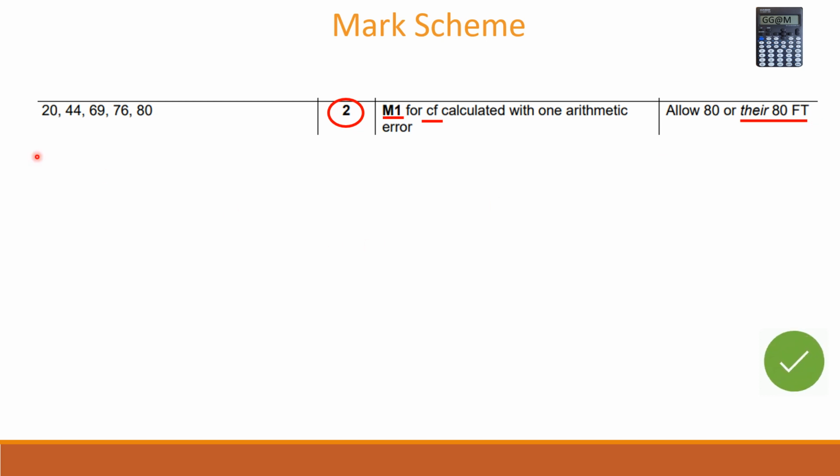So for example, say you added the first 2 values together and you got 19 instead of 20, and then you carried on the same error all the way through, then you will still get 1 mark for that. So make sure you are nice and clear with your answers when you're adding the values up. You are allowed a calculator on this question, so use your calculator to check your answers are correct.